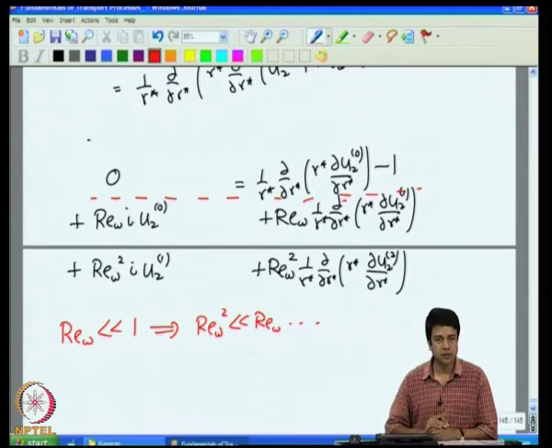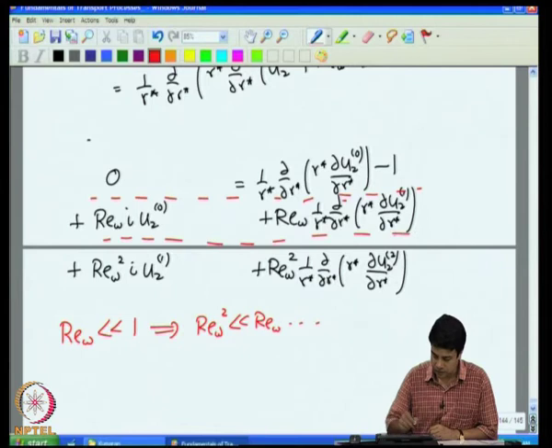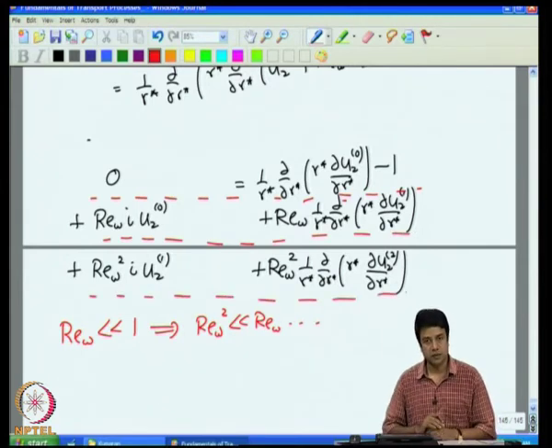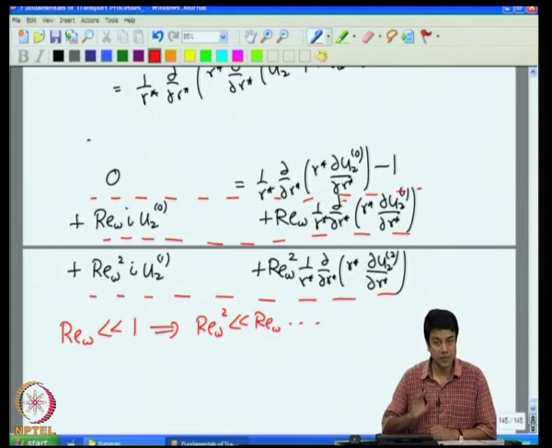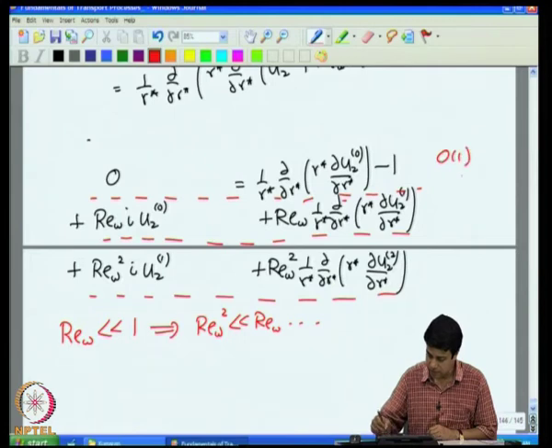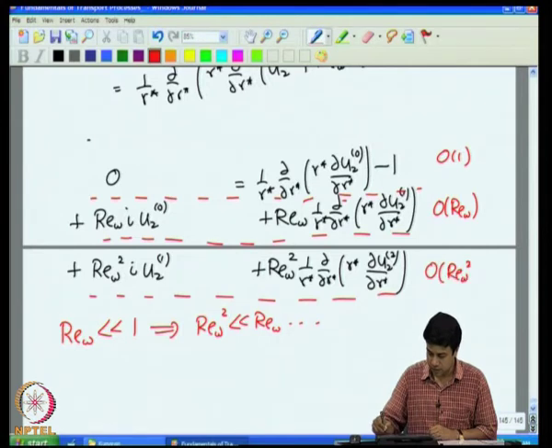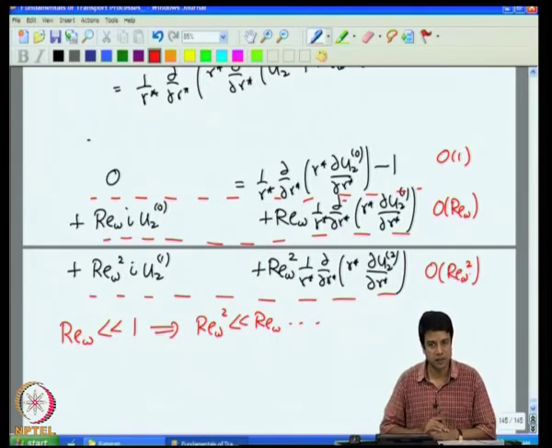If this balance is to hold for all values of Re omega in the limit as Re omega goes to 0, that means these individual coefficients have all got to be equal to 0. The individual coefficients of the equation of 1, Re omega, Re omega squared, etcetera, they have all got to be equal to 0. Okay. So, this equation is termed as the order 1 equation. This is termed as the order Re omega equation. This is order Re omega squared, and so on. You can keep expanding to higher and higher orders in this manner and get the higher and higher corrections to this equation.